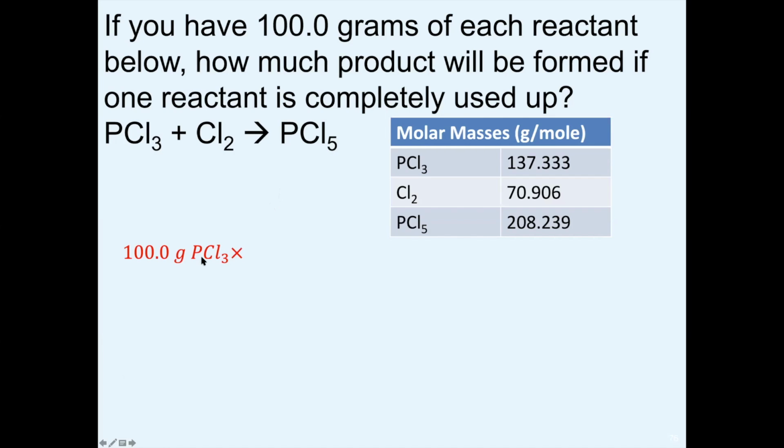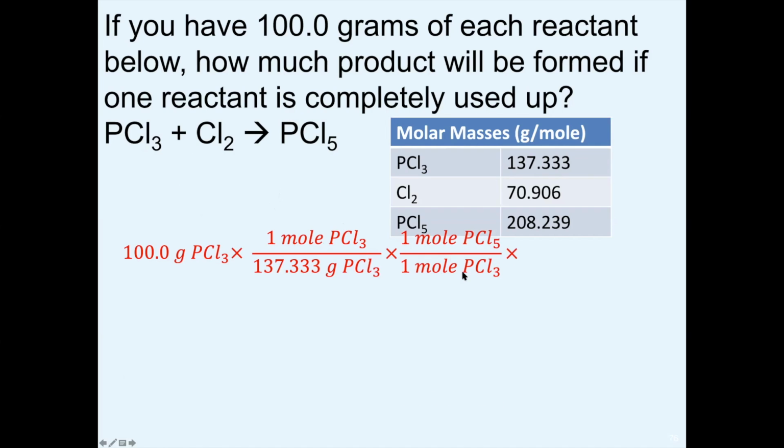Okay, so I start with 100 grams of PCl3. So the first thing I need to do is convert that into moles. The molar mass of PCl3 is 137.3. So I convert that into moles of PCl3. And then I see that it's a 1-to-1 ratio. For every mole of this I consume, I produce 1 mole of this. So I do the 1-to-1 ratio.